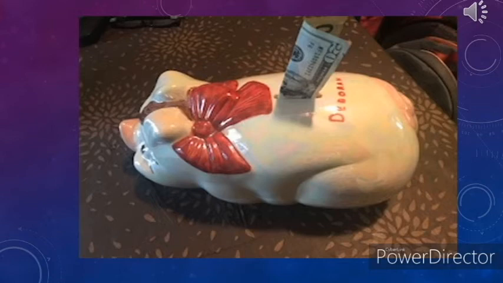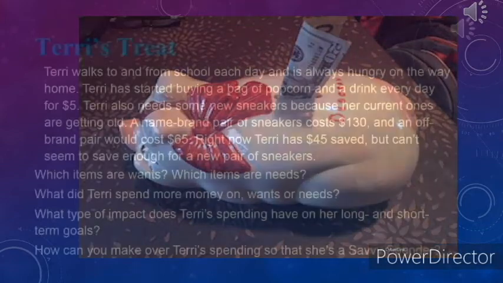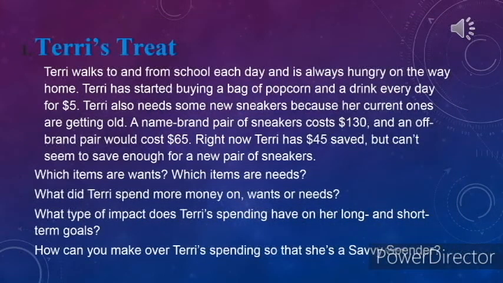Your life right now. How do today's decisions impact your future? You got dreams for the future, big dreams. So, what can you do now? Determine your needs and wants. Recognize your spending habits. Develop spending and saving plans. We're going to look at some scenarios on needs and wants, and then we'll answer the critical thinking questions.